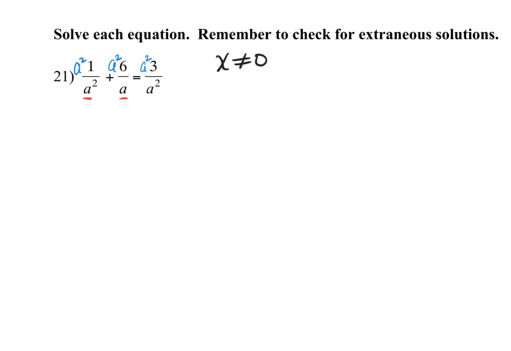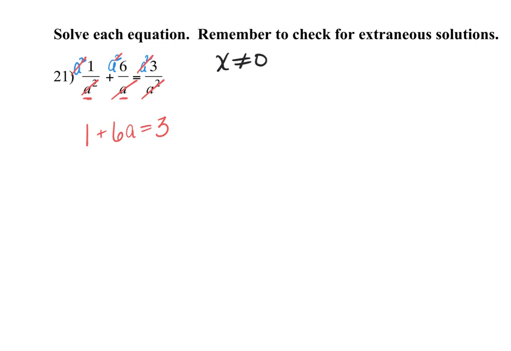So if I multiply the first one by a squared, both of these are just going to cancel to 1. And that gives me just a 1. On the second one, only one a will cancel. So the a in the denominator will cancel, but only one a up there will cancel, and I'm left with 6a. And then if I look here, a squared and a squared will cancel. I'm going to be left with 3.